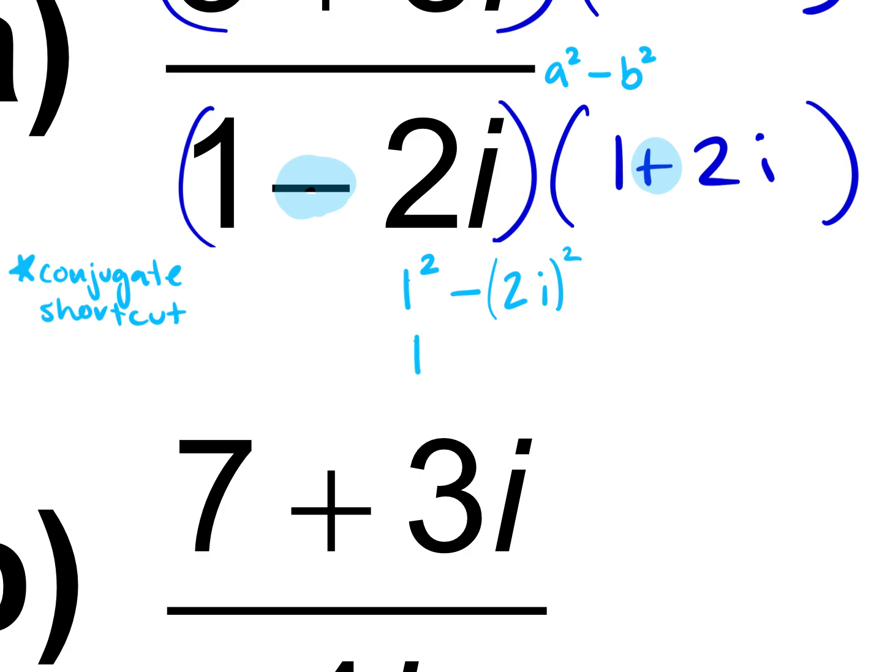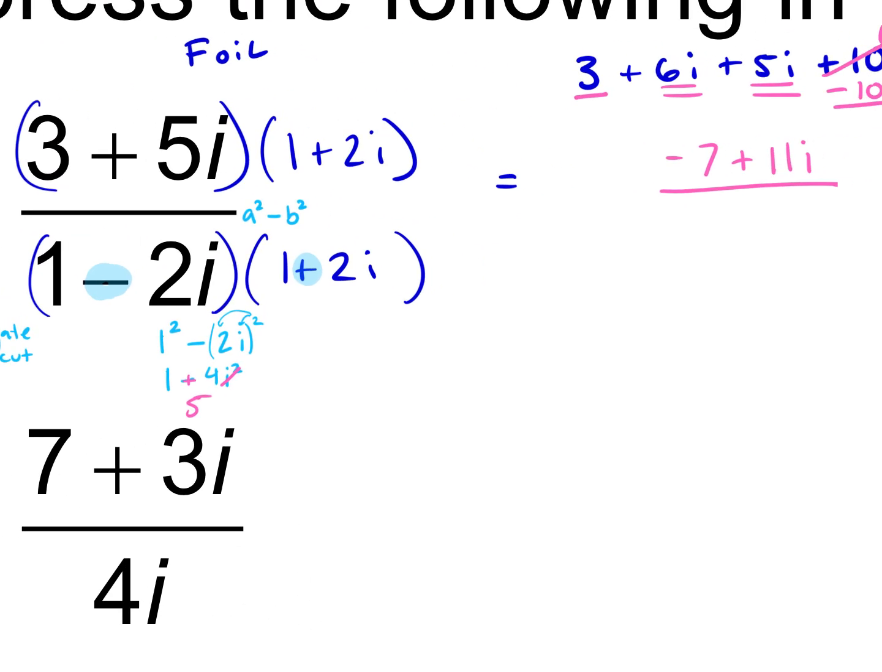So we have 1 squared would just be 1. For 2i squared, we have to be careful. We have to square the 2 and square the I. So this would be minus 4i squared. And what does i squared change to? Negative 1. So what's negative 1 times negative 4? Positive 4. So it just changes to a plus. So we have 1 plus 4 would be what? 5. So our denominator would be 5. So this would be our answer. So negative 7 plus 11i over 5.